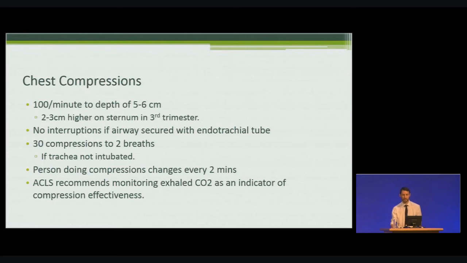The ACLS guidelines also recommend monitoring of exhaled carbon dioxide as an indicator of compression effectiveness. What this means basically is that if you're doing effective chest compressions, you're managing to pump blood around the body and create an artificial cardiac output. There will be carbon dioxide exhaled from the lungs, and if you're measuring this, it's an indicator of how effective your resuscitation is.